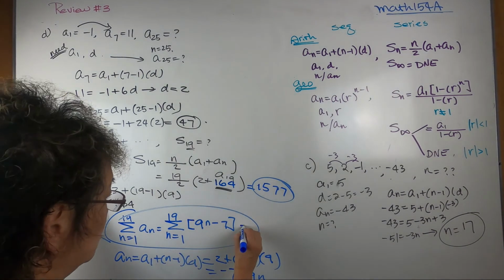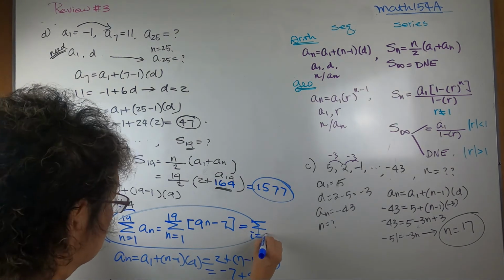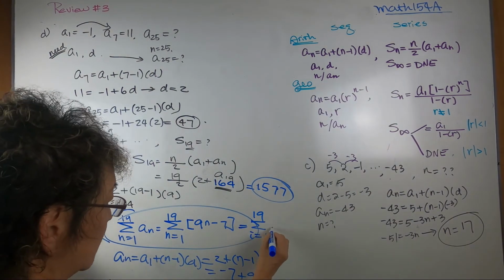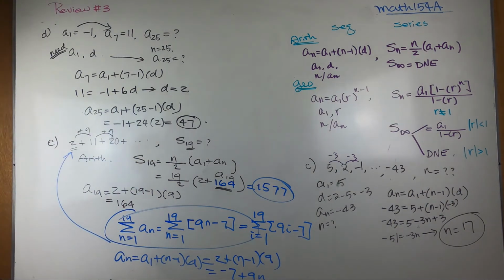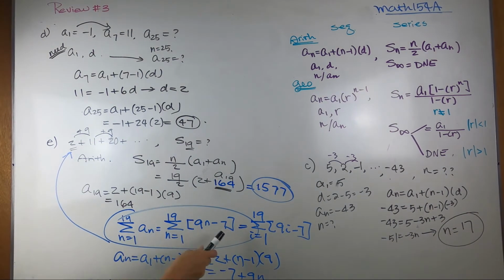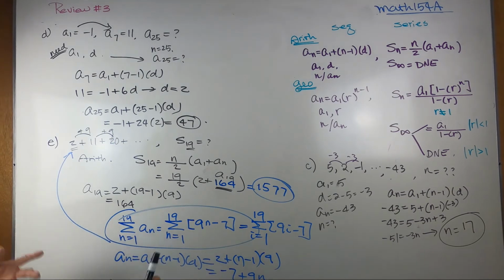If you want, you can use index i equals 1. If you use i, that would be 9i minus 7. Is that right? So one of the questions on your exam, you will be asked to write a summation notation. We just gave you an example here. That's how you will do it. All right.